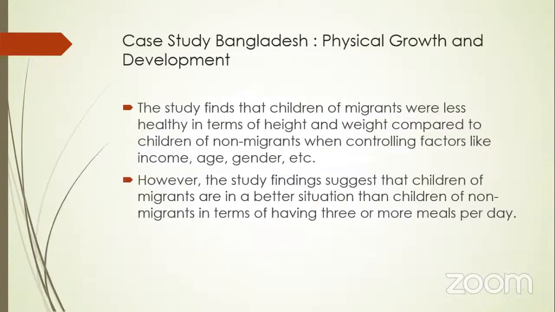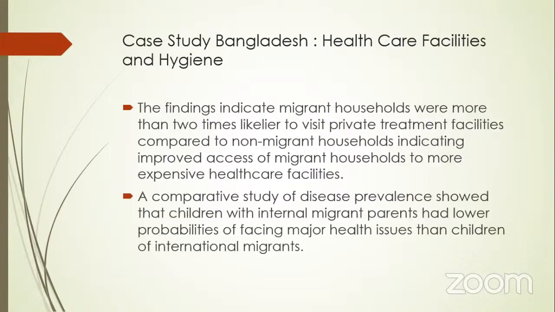So physical growth: children of migrants are less healthy, in height and weight compared to children of non-migrants, factoring in income, age and gender. The study finds that children of migrants are in a better situation than children of non-migrants in terms of having three or more meals per day. And that is because there is money now, which has come out of remittance. So you see, it gives you indicators. Why are children of migrants less healthy? Possibly because there is nobody to oversee what they are eating. Is it nutritive? It is not nutritive. So many factors. I'll just go through this quickly.